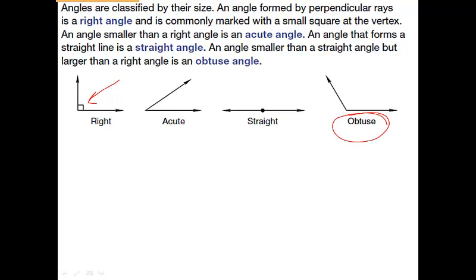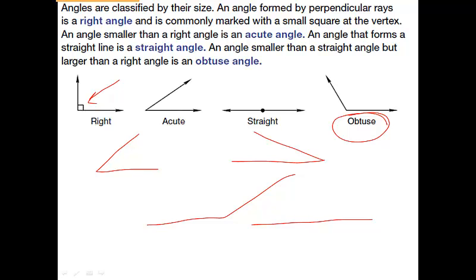So that's an acute angle. What would that be? That's an acute angle also. What would that be? That's an acute angle, or an obtuse angle. And that would be a straight angle. What would this be? That would be a straight angle also. Very good.